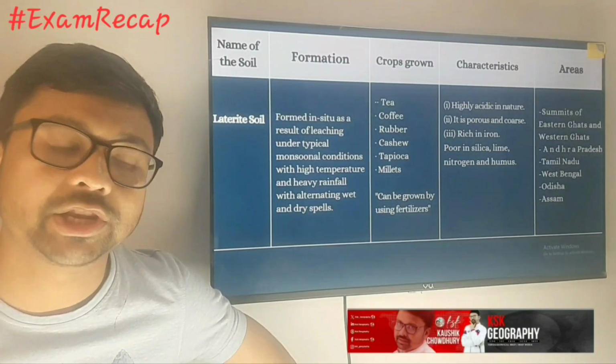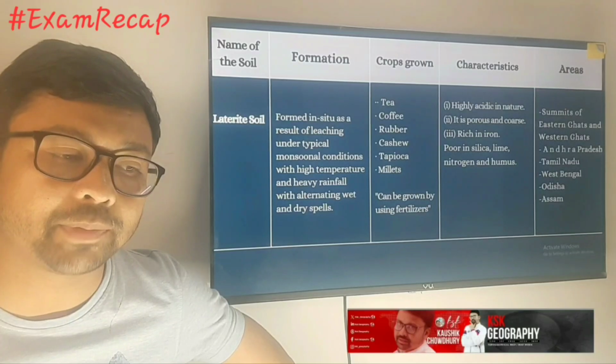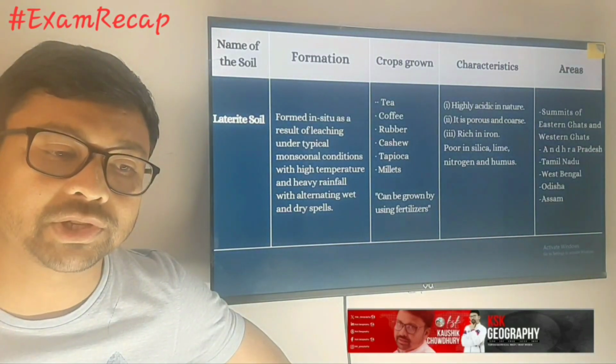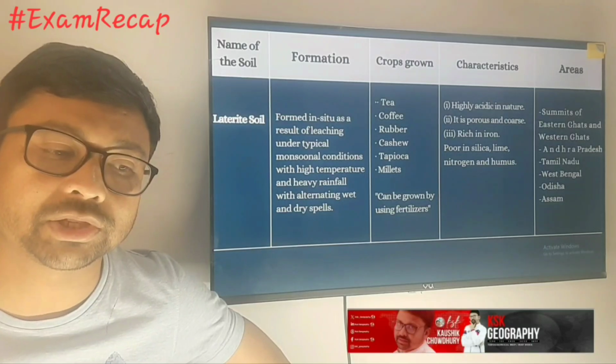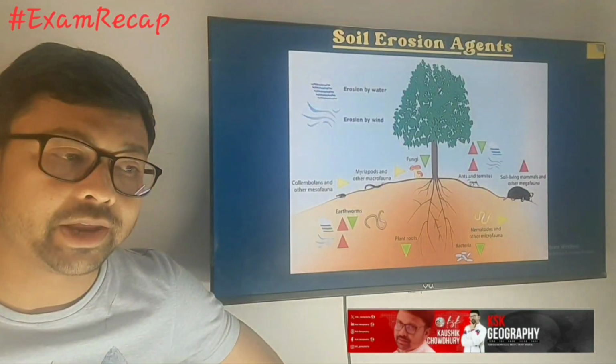Characteristics: highly acidic in nature, it is porous and coarse and rich in iron, poor in silica, lime, nitrogen and humus. The areas where you find it are the summits of the Eastern Ghats and Western Ghats, Andhra Pradesh, Tamil Nadu, West Bengal, Orissa and Assam.